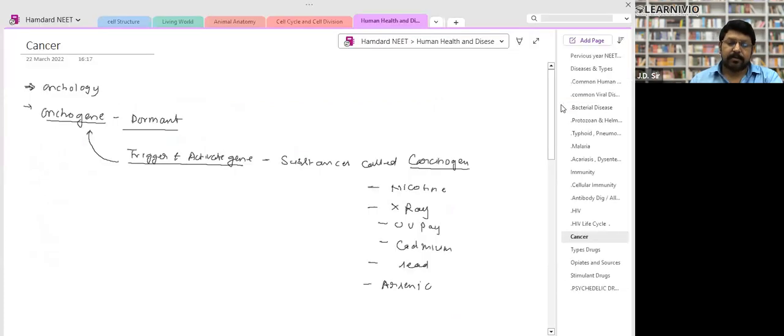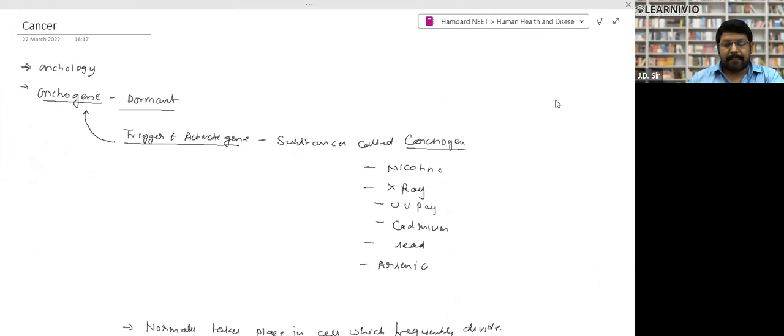Cancer. Okay. So what is oncology? You must have seen in the hospital there is a department of oncology. Oncology is the study of cancer genes. And the name of the cancer gene is oncogene. So oncogene is the gene which causes cancer, right?